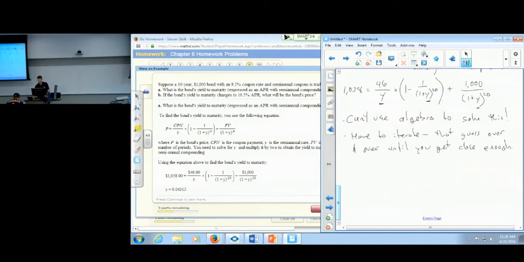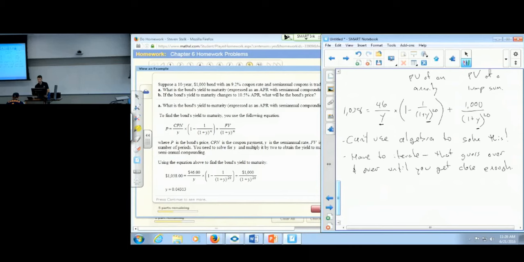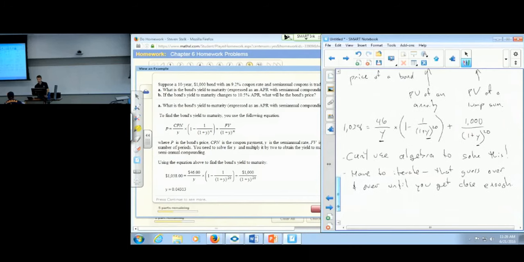All right, so we can't use algebra. We have to iterate. That is, guess over and over until you get close enough. Okay, now here's the good news. That's the bad news, right? Solving that by hand is a massive pain. Turns out, a calculator or a computer is a really, really fast guesser, right? It can plug in an answer, try it, doesn't work, adjust its guess, and go again.